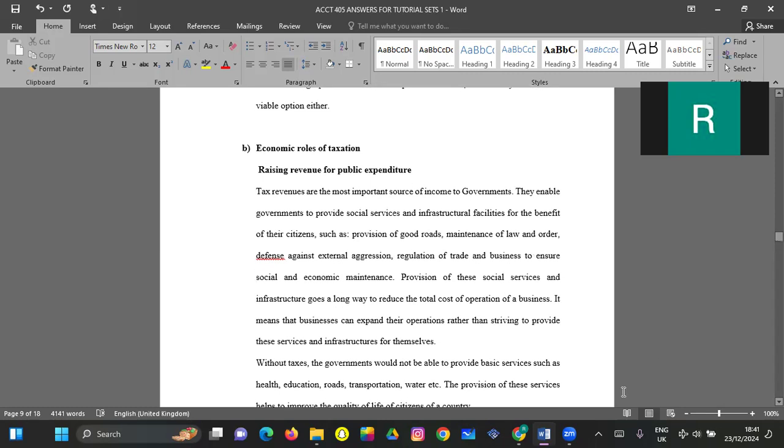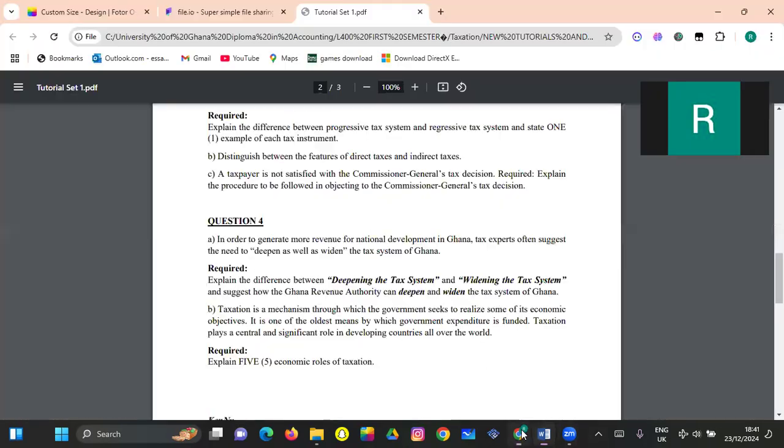So now, let's look at question 4B. Taxation is a mechanism through which the government seeks to realize some of its economic objectives. It is one of the oldest means by which government expenditure is funded. Taxation plays a central and significant role in developing countries all over the world. Explain 5 economic rules of taxation.